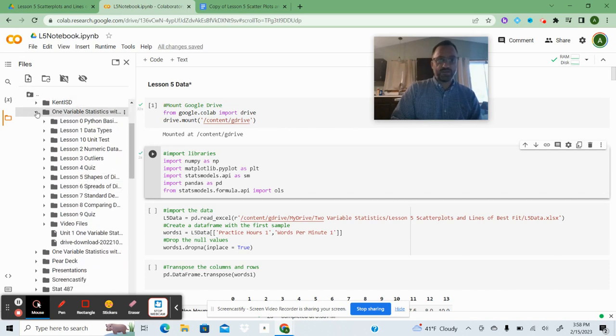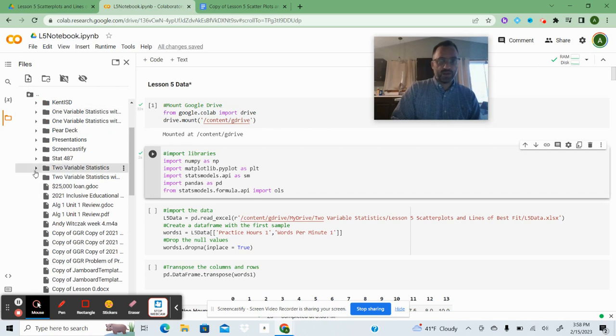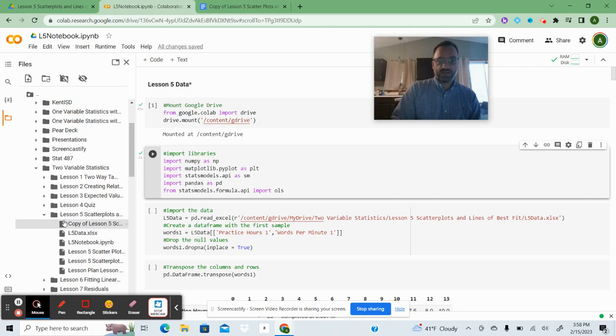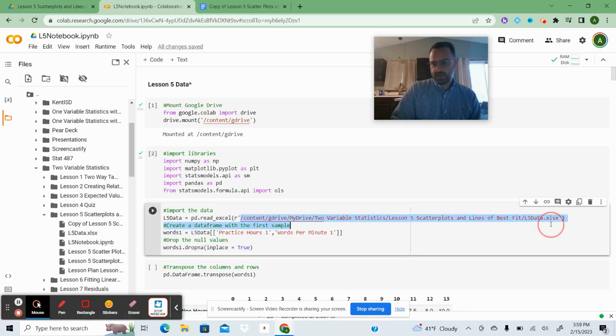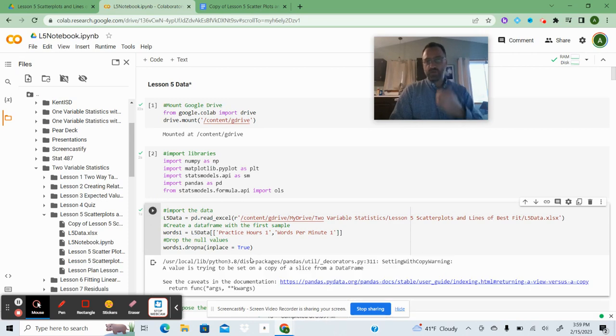Oh, I'm sorry, this is actually 2 variable. So let me go to the 2 variable statistics, and then lesson 5, scatter plots and lines of best fit. I'm going to copy the path for that and put that path in here. And then what I did too was drop the NA values. So words one, I did just this.